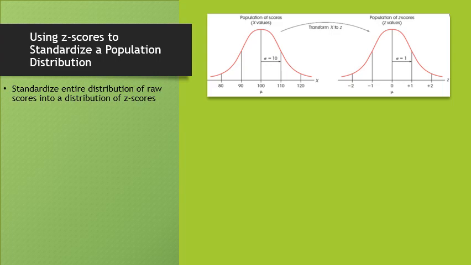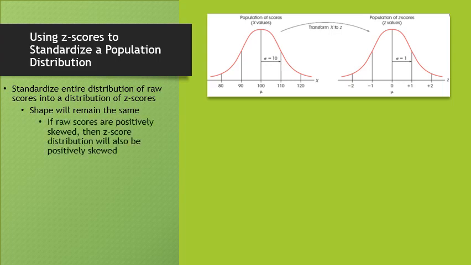So look at the graph on the left. You'll see it has raw scores with a mean of 100 and a standard deviation of 10. And then we transform them into z-scores. And z-scores always have a mean of 0 and a standard deviation of 1. The shape will always remain the same.